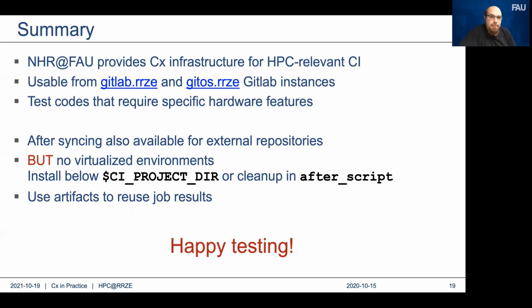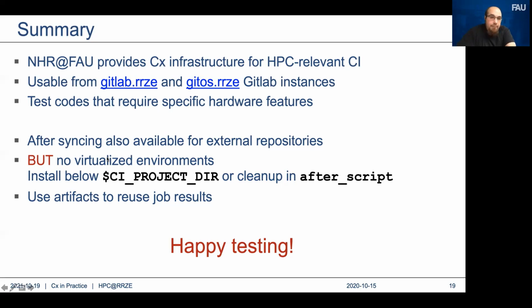You can use it from gitlab.rrze and gitos.rrze. Other GitLab instances won't be allowed. Even in the future, we have talked about that internally, and we decided to stick with those two, especially since you can use this syncing feature without a problem. After syncing, it's also available for external repositories. As we have seen on GitHub, you see the CI of the GitLab in the testing list on our GitHub.